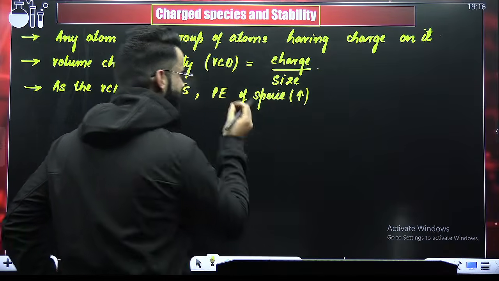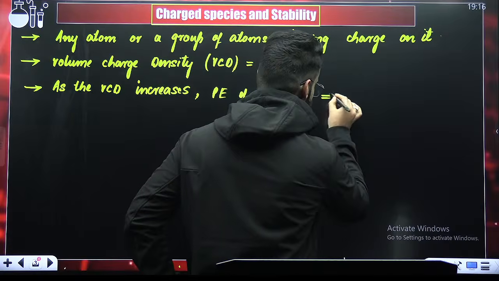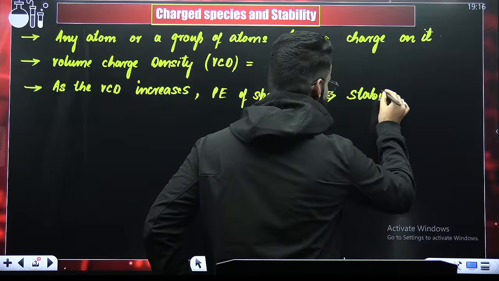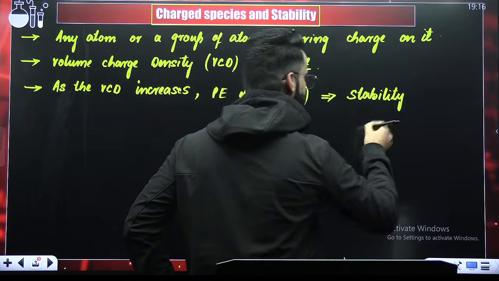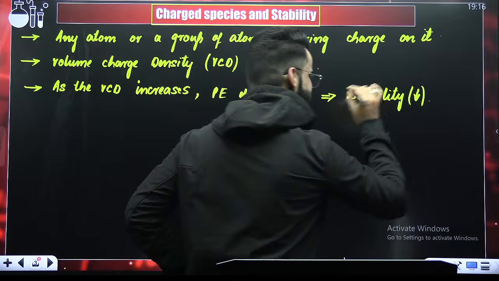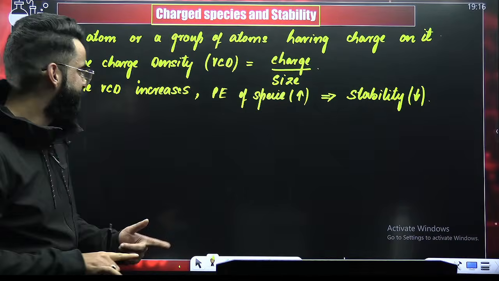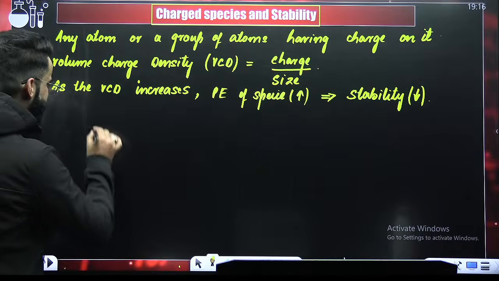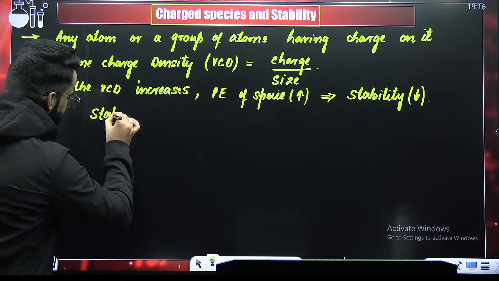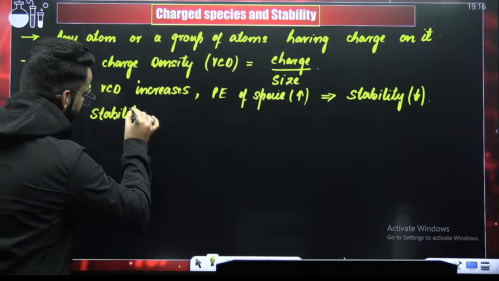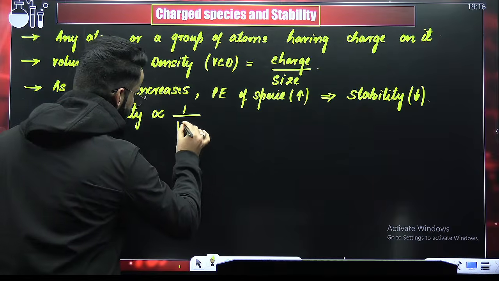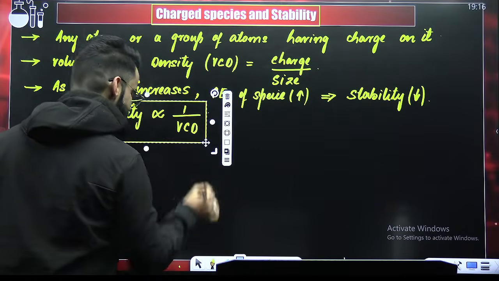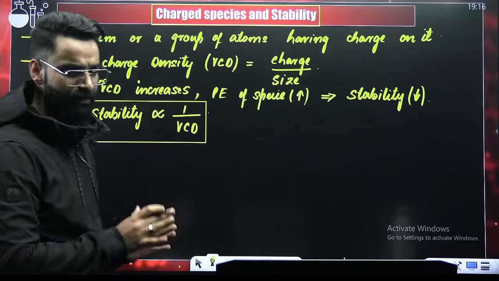And as the potential energy of the system increases, what happens to stability? All of you would be familiar with the fact that more the potential energy, lesser is going to be the stability. So if I want to relate volume charge density with the stability, how do I relate it? I would say stability of a charged species is inversely proportional to what? It is inversely proportional to volume charge density. This is one important parameter which I would want every one of you to remember from now onwards.